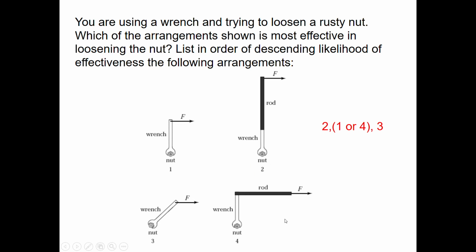1 and 4, as we discussed already in the previous one, have the same moment arm, so they're going to be equally effective. So 1 or 4 would be the next most likely. And then here, the moment arm is even less than the length of the wrench. If I draw the line that contains F there, that perpendicular distance is even smaller than the length of the wrench, so it's going to be decreased even more. This one has a smaller moment arm, and therefore the torque is less. It will be less effective at loosening the bolt.